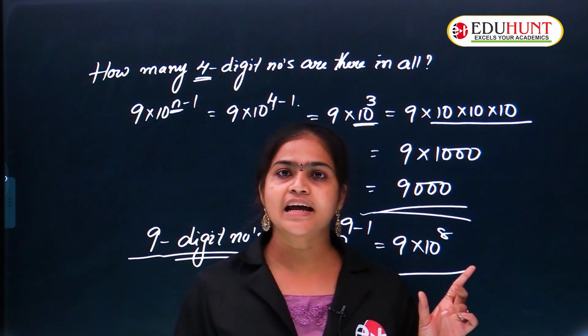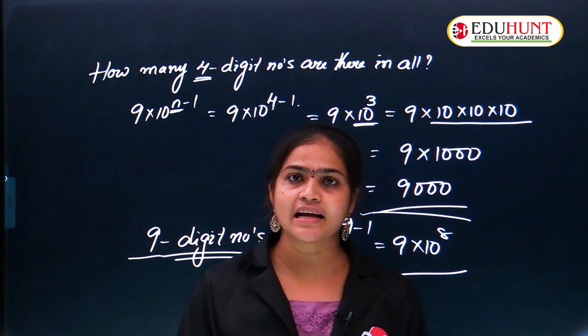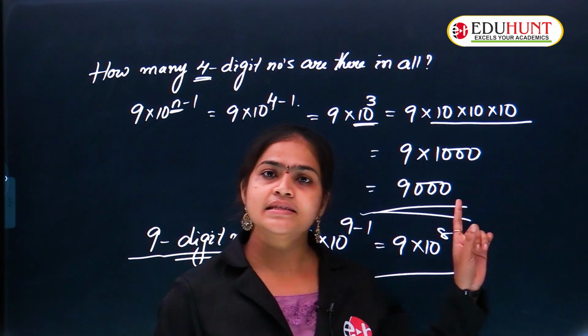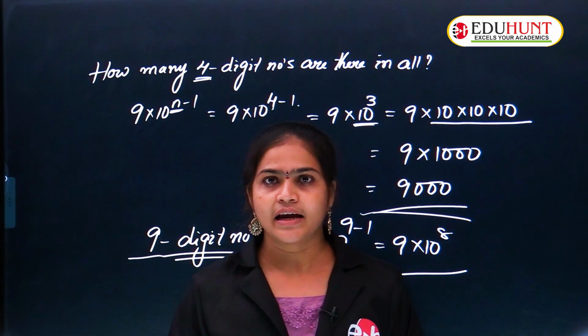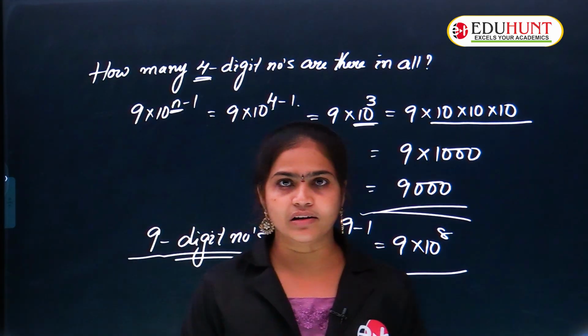So if they ask how many 5 digit numbers are there, n is equal to 5. How many 100 digit numbers are there, n is equal to 100. How many 1000 digit numbers are there in all, just n is equal to 1000. Understood? So in this way find how many numbers are there in all.